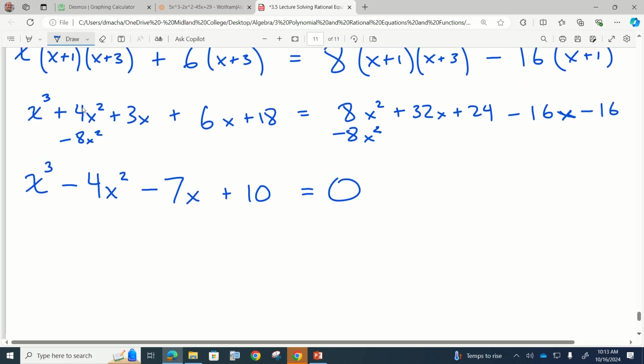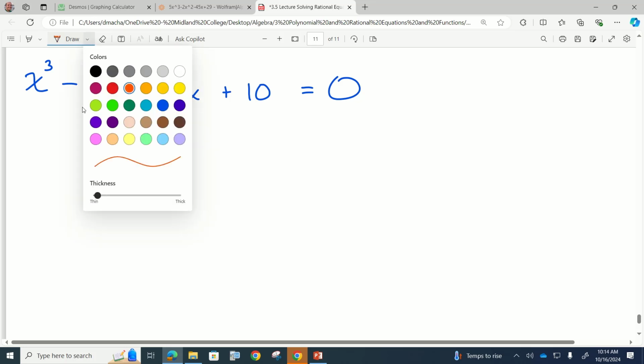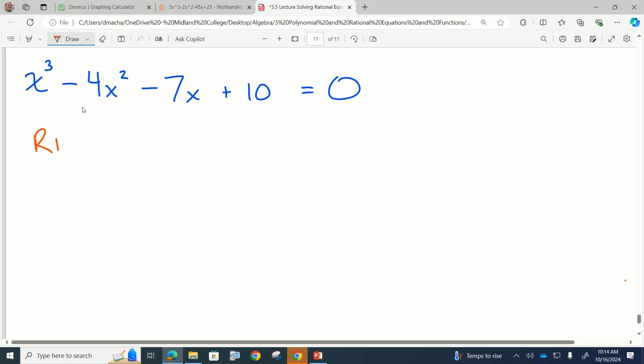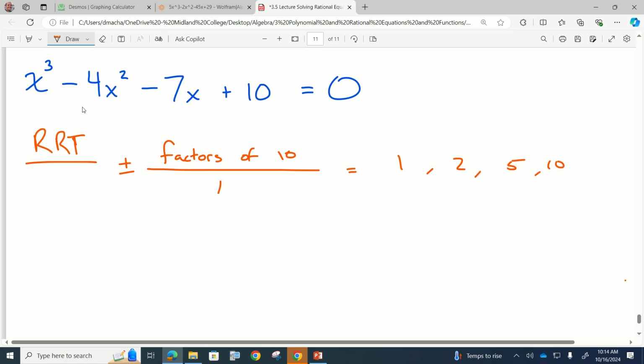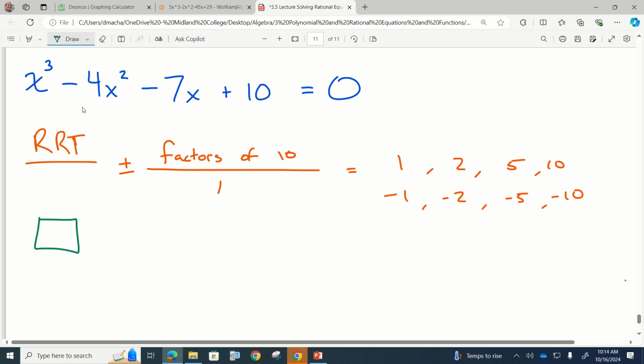Okay, the last part is just going to say, how do I find the roots of this cubic polynomial? I have to use the rational root theorem, yeah. And so this is factors of 10 over 1. And I'm going to set up a little synthetic substitution. This time my coefficients are 1, negative 4, negative 7, and 10.